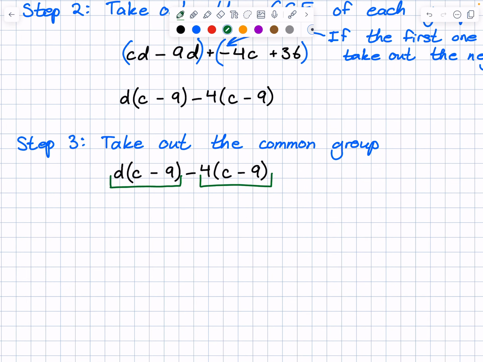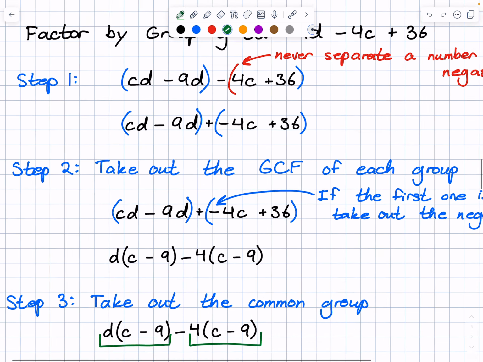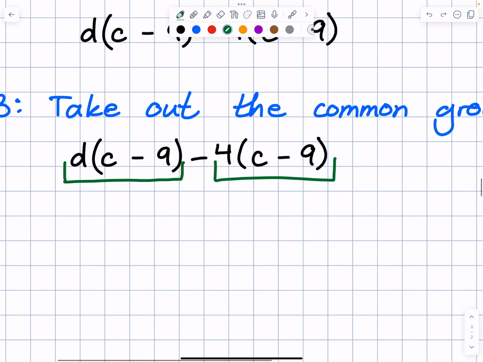I started with 4 terms. I had 1, 2, 3, 4. Started with 4 terms. Now, because of the way I've grouped it, I've got 2 big terms. But you might notice, what do these 2 big terms have in common? If you said parentheses C minus 9, close parentheses, I guess you don't have to say the parentheses, but they do need to be written. You would be absolutely correct. They both have this expression exactly.